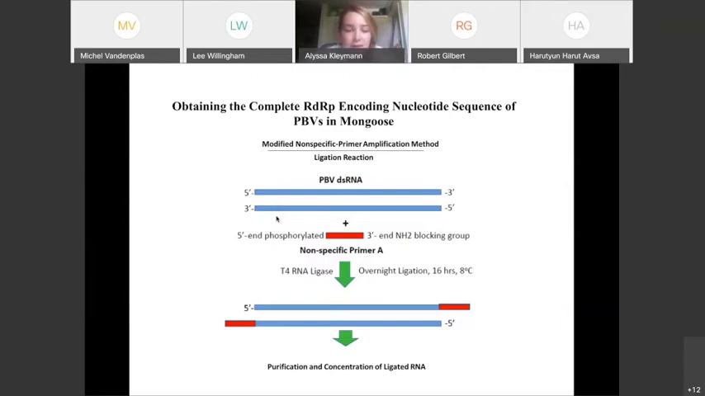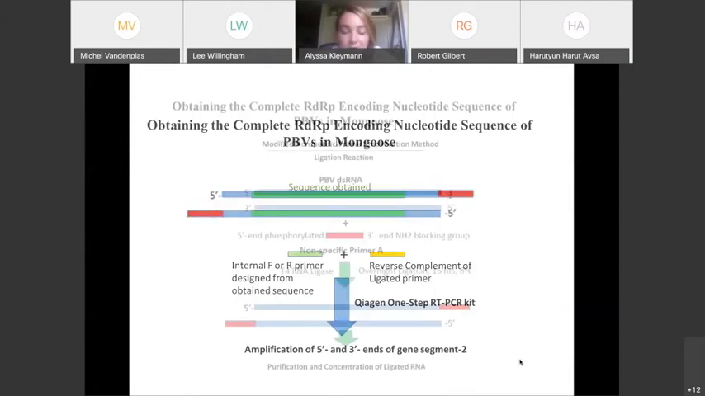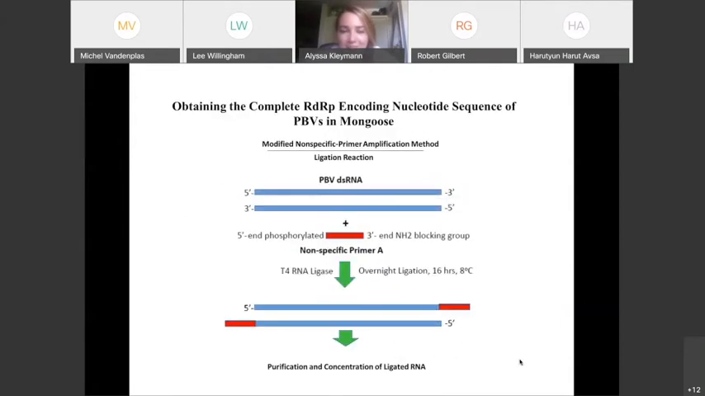So we ligated a non-specific primer to the 3' end of both strands of gene segment 2 of PBV strains using a T4 RNA ligase enzyme in an overnight ligation reaction at 8 degrees Celsius for 16 hours. Eventually, when the ligation reaction was completed, the ligated RNA was gel concentrated and purified.